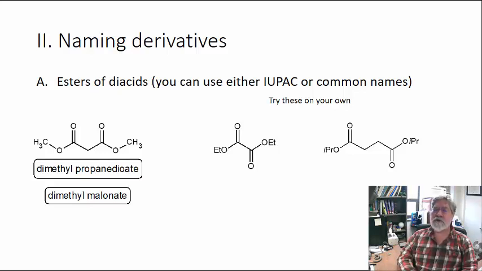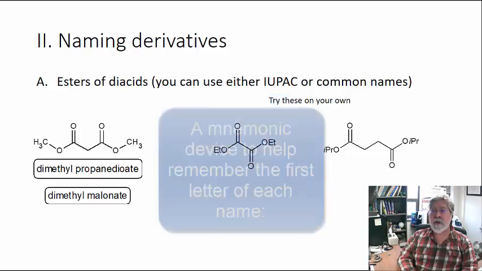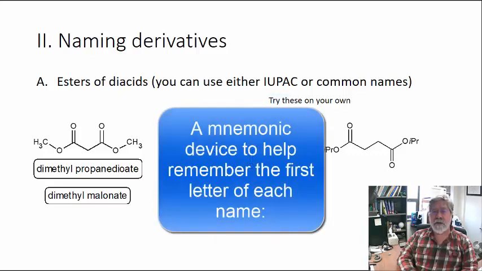As I say, you should be aware of the common names for the shorter chain diacids, or know where to find them. I'm sure you could Google names of diacids and find a wiki page that has them listed out and just be able to find that again.